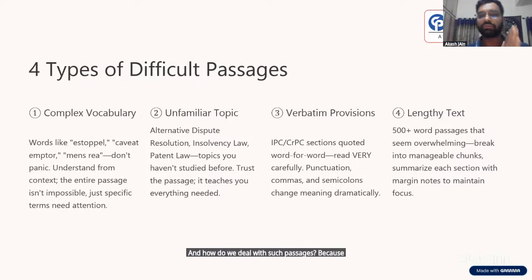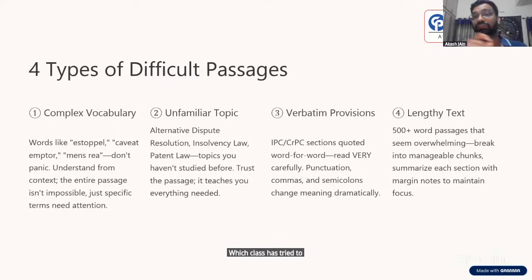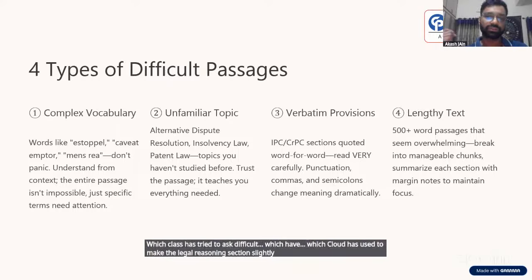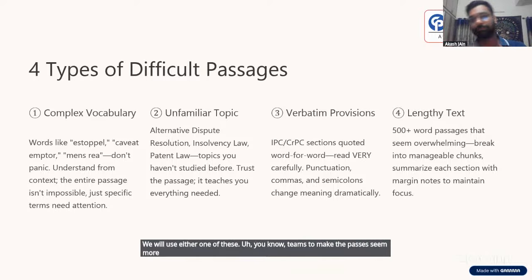Because, on my analysis of the last 5-6 years of papers, these are the 4 types of passages which CLAT has used to make the legal reasoning section slightly difficult. So whenever they have to give a difficult passage, they will use one of these themes to make the passage seem more difficult than other passages.